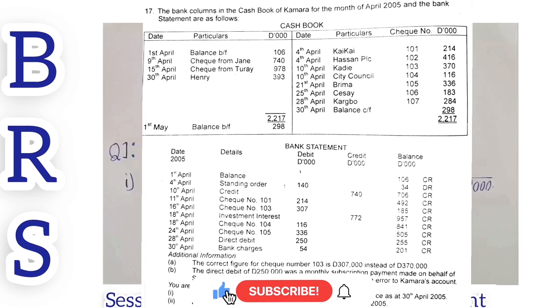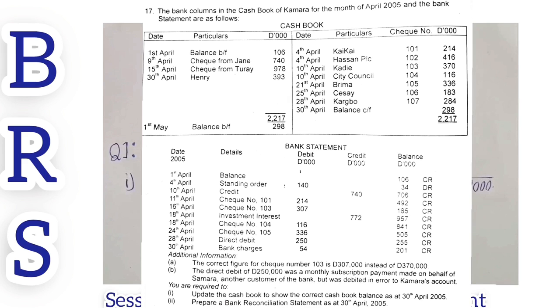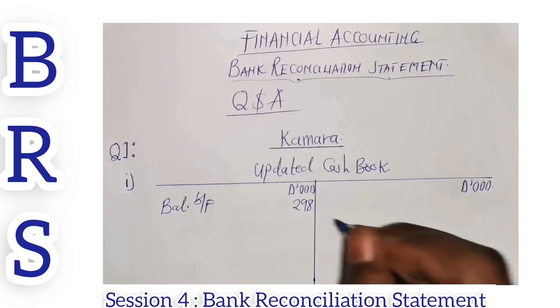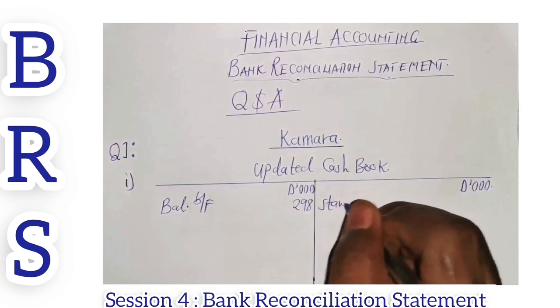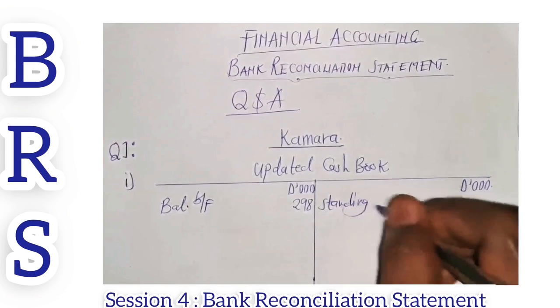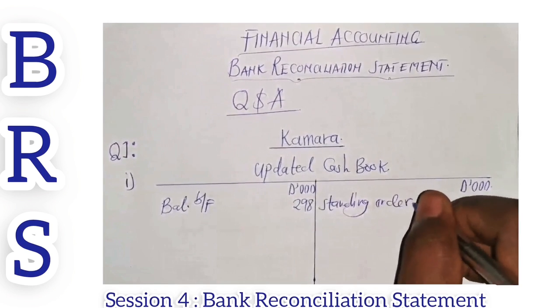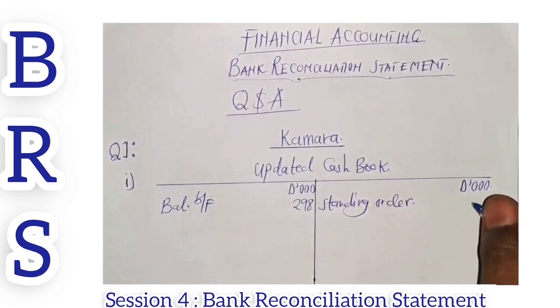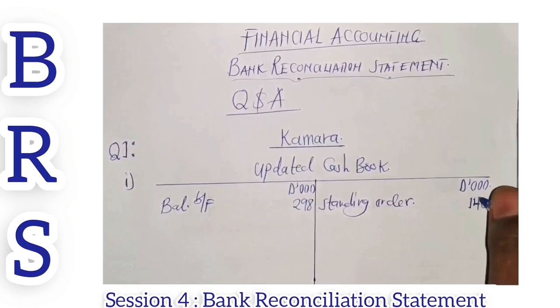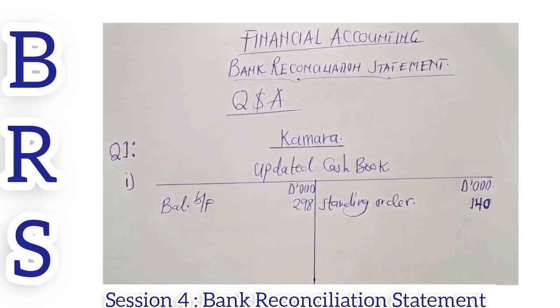So it is at the debit side of the bank statement, and we're going to record it correspondingly at the credit side of the updated cash book. So let's take note of that. I'm going to record standing order of what? 140. Standing order of 140.